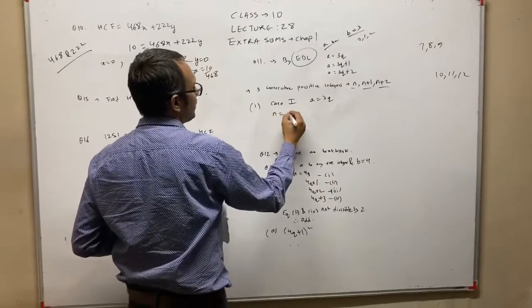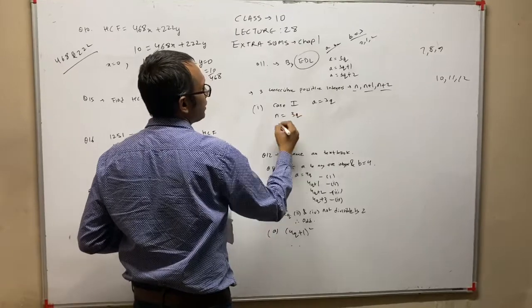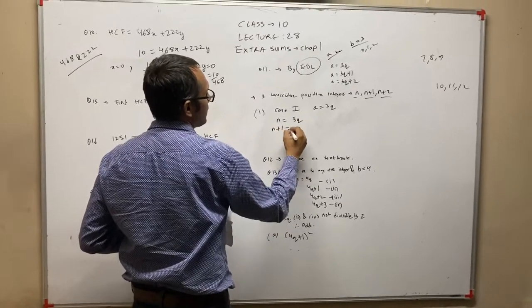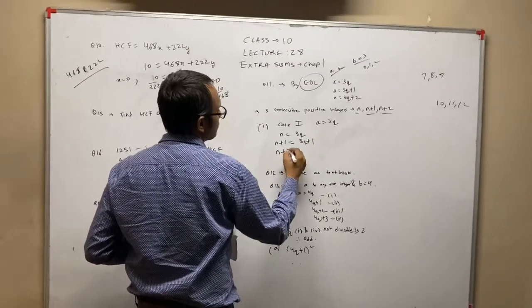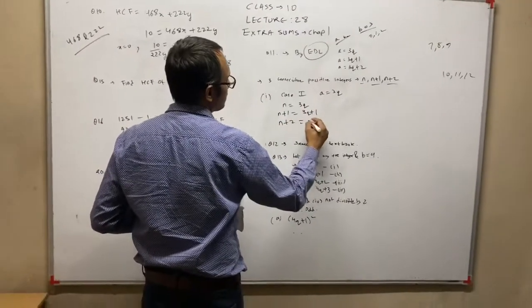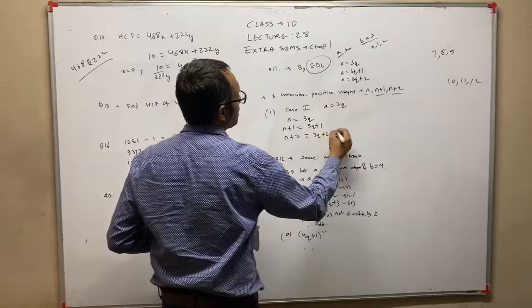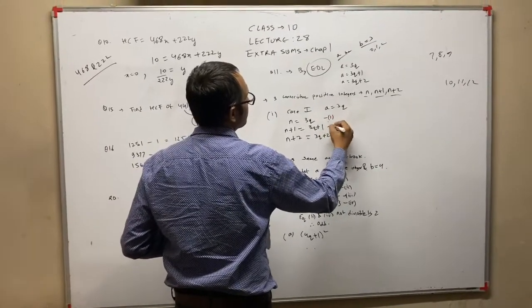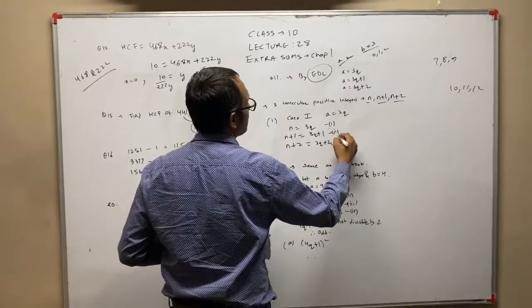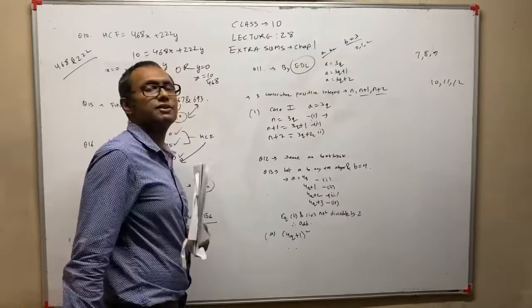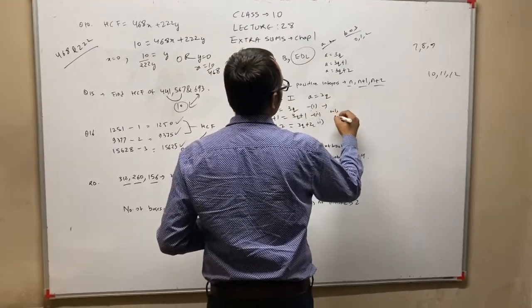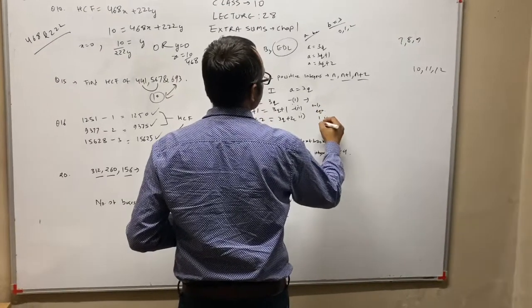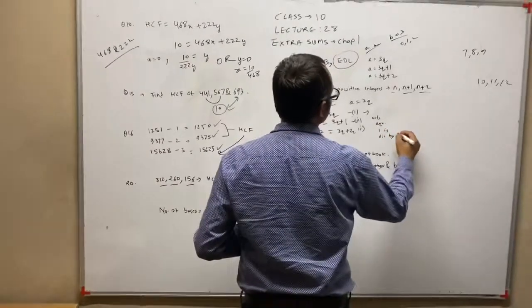In n, if you put A is equal to 3q, you will get 3q. If in n plus 1 you put A is equal to 3q, you get 3q plus 1. If in n plus 2 you put A is equal to 3q, you get 3q plus 2. Now out of these three, if you see, only expression 1 is divisible by 3. So you will write only expression 1 is divisible by 3.